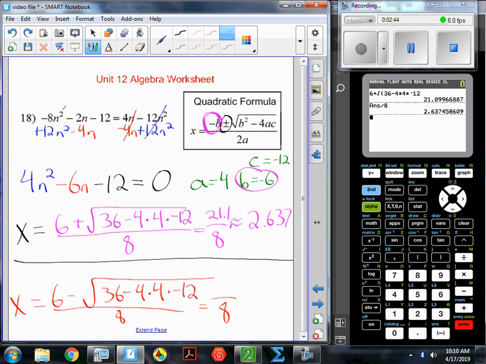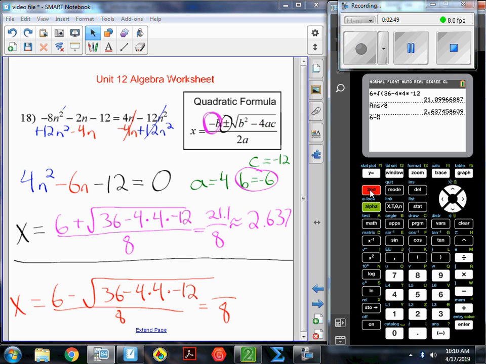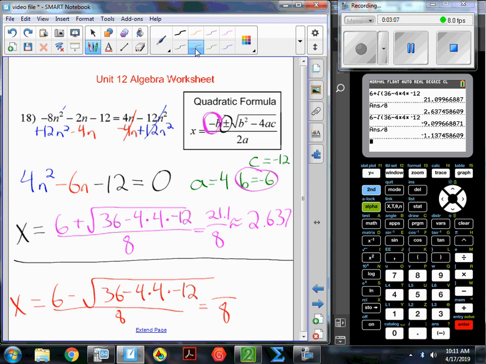For the second one, I'm going to type in the minus, so 6 minus the square root of the b squared value, 36, minus 4 times the a, which is 4, times the c, which is negative 12, gives me negative 9.1. I'm going to divide that by 8. So if I'm recording my work, I have negative 9.1. And then using the exact value as much as I can, I have negative 1.137. And those are my two answers.